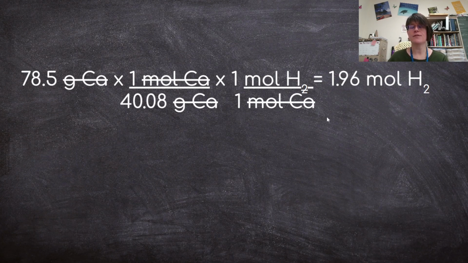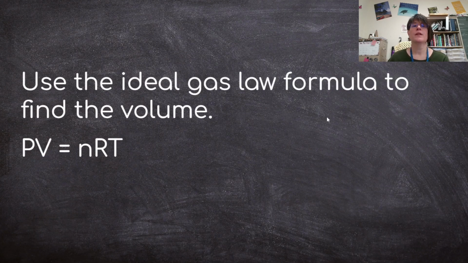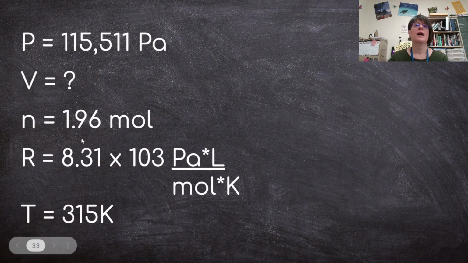Now I have this value that I can use in my ideal gas law formula. So we use the ideal gas law formula to find the volume. So first, write your equation, PV equals nRT. Our values that we have now are 115,511 pascals for pressure. Volume is what we're looking for. And from our calculations, the number of moles is 1.96 moles. I give you the R value, and T is 315 Kelvin.